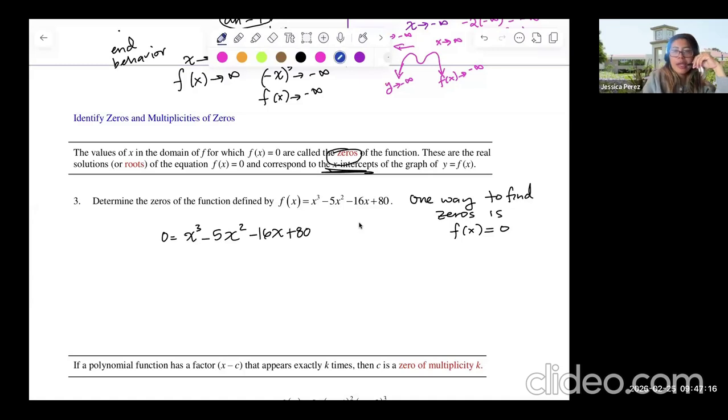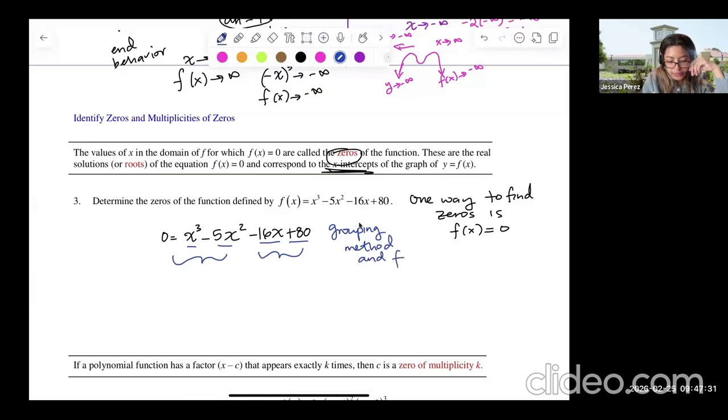Now, once we have this, we have 1 term, 2 terms, 3 terms, 4 terms, we can factor by grouping. So we use the grouping method to factor. What can we factor from the first term? We have an x squared to factor. That leaves us with an x minus 5. The second term has a negative 16 because 16 and 80 have 16 in common. And that gives you x minus 5.